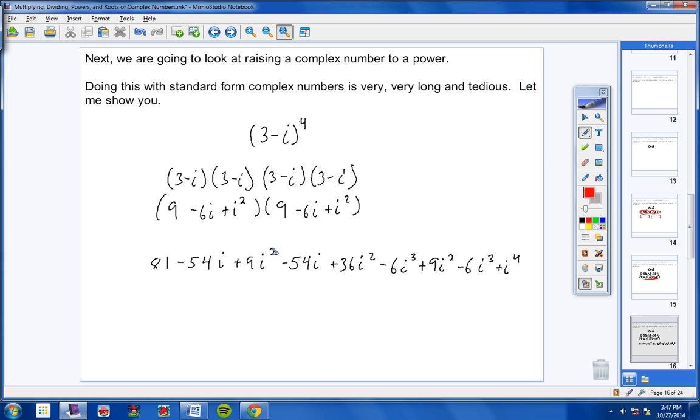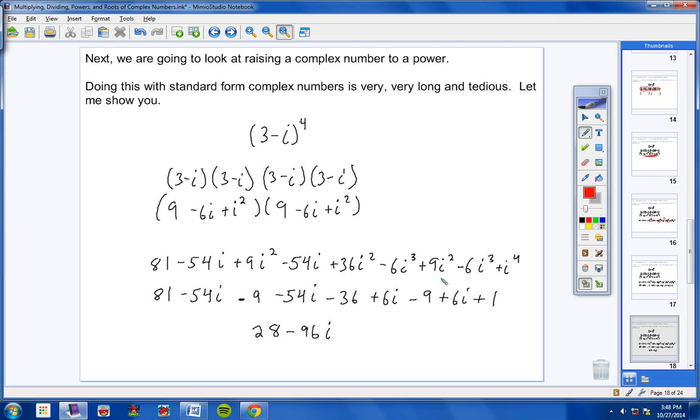Now, everywhere that you see an i squared, you're going to put a -1. And also, if you see an i cubed, you're going to rewrite that as i squared times i, which is the same thing as i cubed, and then put a -1 in for i squared. That's a lot of work. So you would end up with this here, okay? Then if you combine all your like terms, you'll come up with this. So finally, there's your answer, okay?